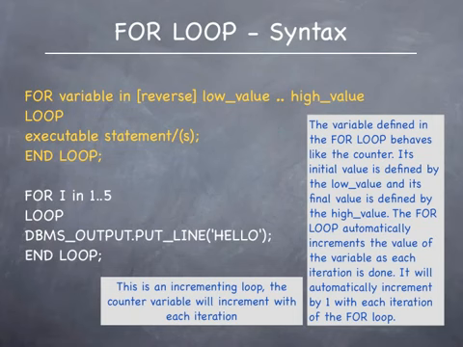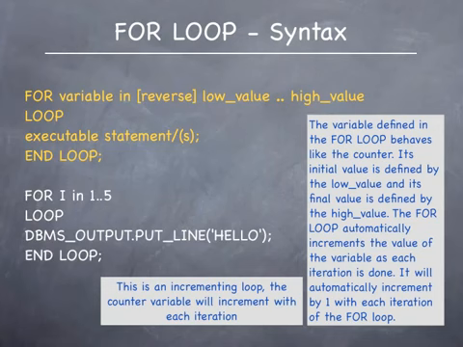This slide shows you the syntax of the for loop statement. It reads as for variable_name in, optionally you can have the word reverse, low_value..high_value, followed by the keyword loop, followed by one or more executable statements. The for loop ends with an end loop. There's an example that has been displayed on the slide which is written as for I in 1..5 loop DBMS_OUTPUT.PUT_LINE('hello'); end loop.